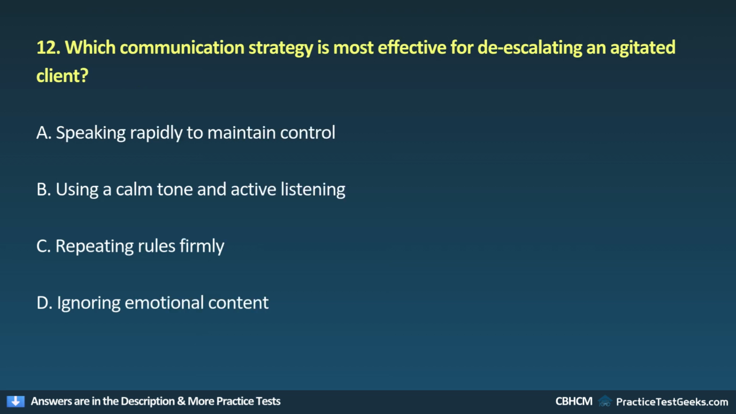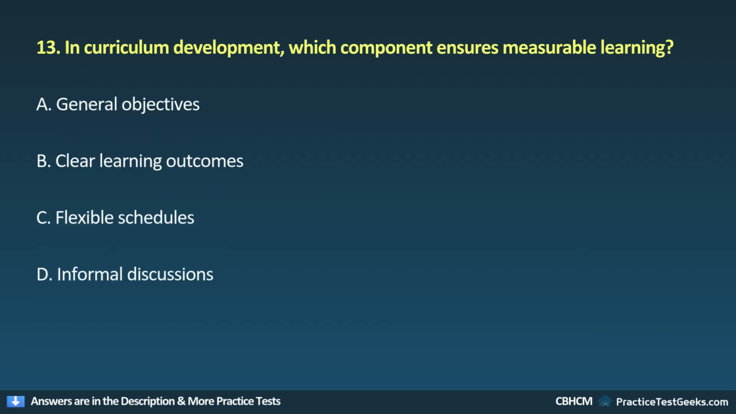12. Which communication strategy is most effective for de-escalating an agitated client? A. Speaking rapidly to maintain control. B. Using a calm tone and active listening. C. Repeating rules firmly. D. Ignoring emotional content.